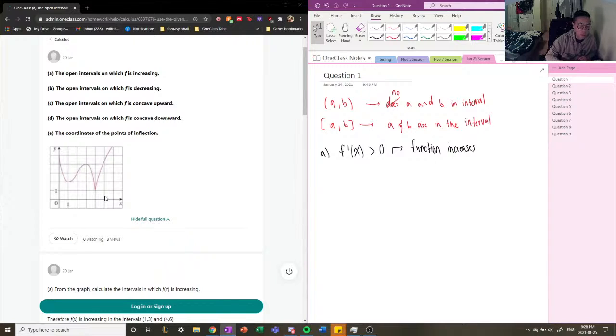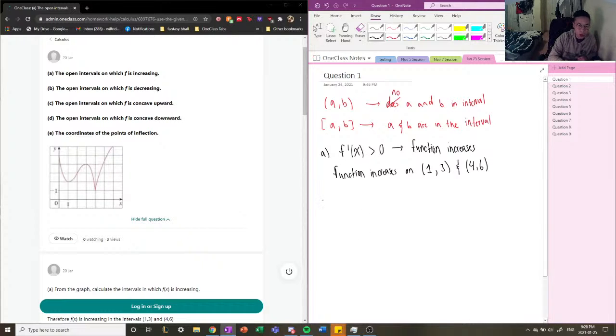Okay, so the open intervals on which the function increases are: the function increases on the open intervals (1, 3) and (4, 6). Okay, so these are open intervals that the function increases on. So you see here as x increases, y increases on these intervals.